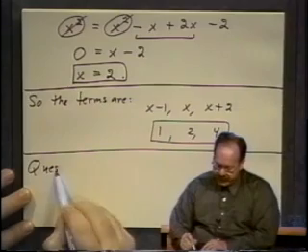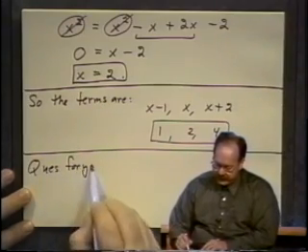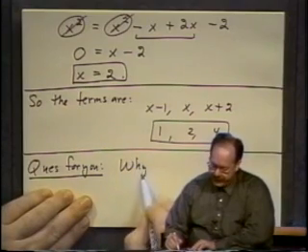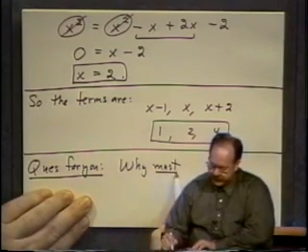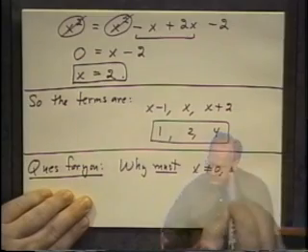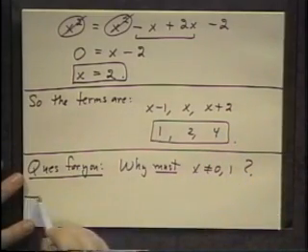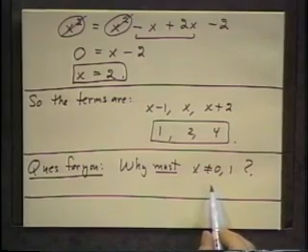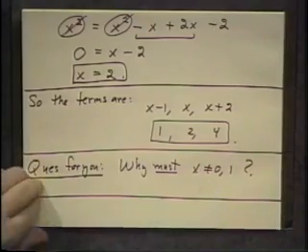One last question I pose for you, and I'll just let you think about it. Question for you, why must x not be equal to 0 or 1? Now that was in the statement of the problem that it was not equal to 0 or 1. Why? I'll just let you think about that.